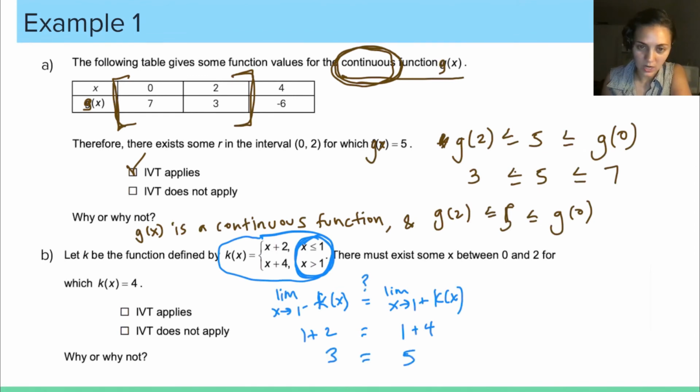So we were checking this. This was always a question mark, and we see it does not. So this is not continuous. The IVT does not apply because k of x is not continuous.